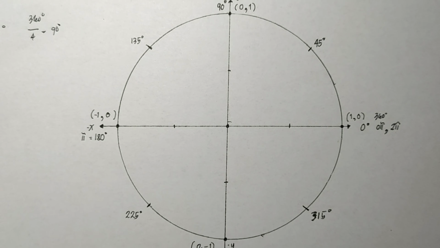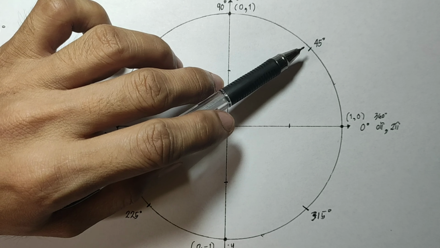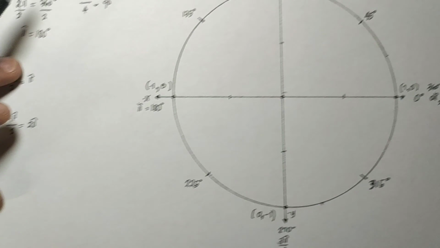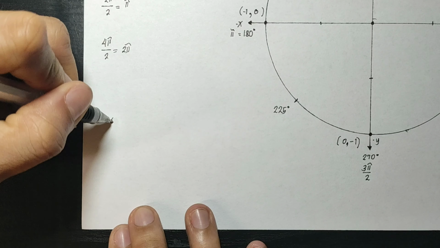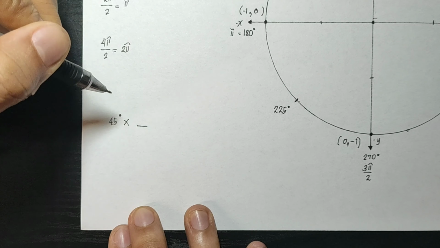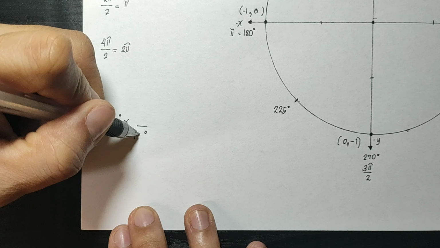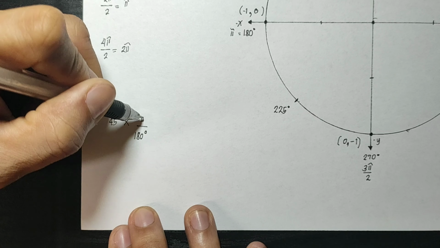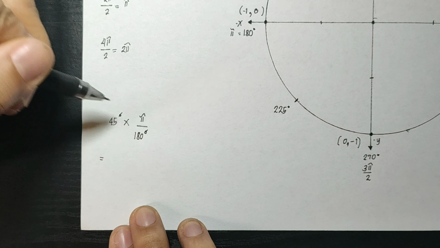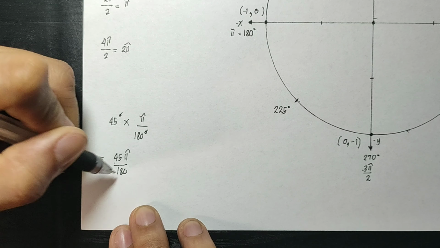Okay, so na-divide na natin, i-transform na natin siya into radian measure. So naka-degree measure kasi siya, no? So, yung 45 degrees, i-multiply lang natin by, may degrees dito, no? So, dapat may degrees din yung sa baba. So, for every 180 degrees, that is equivalent to pi. So, mangyayari, makakancel na to, may iwan yung 45 pi over 180.